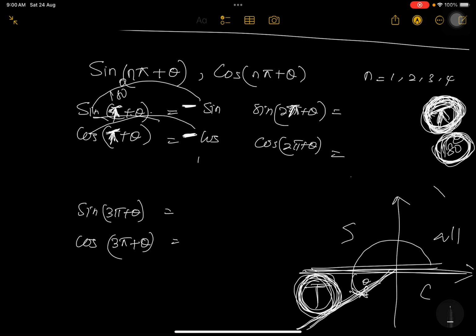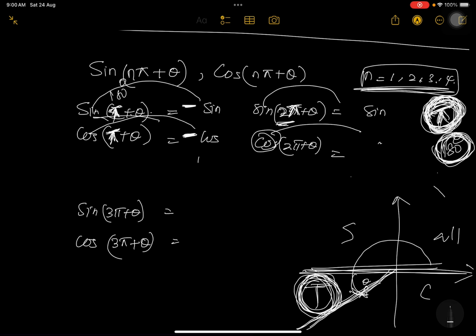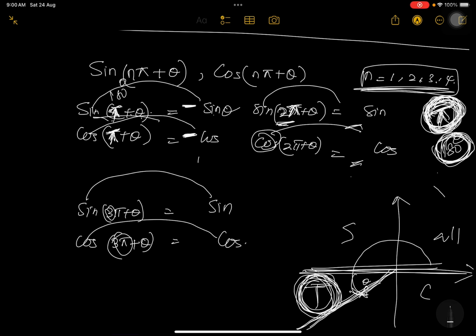And multiples of pi means n is going to be 1, 2, 3, 4. In this case, 2 pi plus theta or something, if it is sin then sin is going to come. So 2 pi means sin value is going to come. Cos with 2 pi means cos value is going to come. 3 pi means sin value is going to come. 3 pi here with cos means cos value is going to come. I will come to the sign later. What about this? Sin pi plus theta is minus sin theta. Cos pi plus theta is minus cos theta, as well.